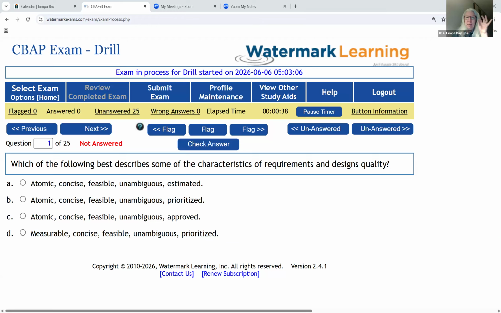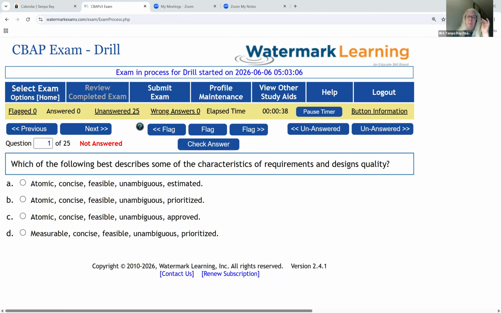Atomic means that it can stand alone. It doesn't need anything else to explain it. Complete means it's got all the information it needs. Consistent means it's, I'm going to let you look these up in the BABOK to be sure. But consistent means that it's in the same format, in the correct format as everything else. Concise means it doesn't have anything extra in it. It doesn't have any superfluous information in it.